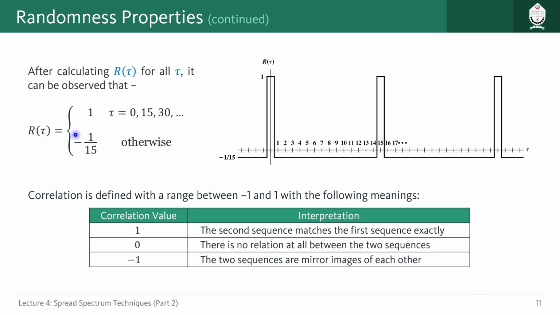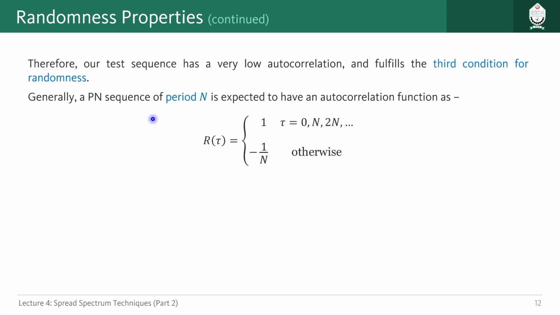Now for our case, for our sequence, r of tau has the maximum value of 1 when tau is equal to 0, and otherwise we have a very low value of minus 1 divided by 15. So therefore we can say that our sequence has a very low autocorrelation and fulfills the third condition for randomness.